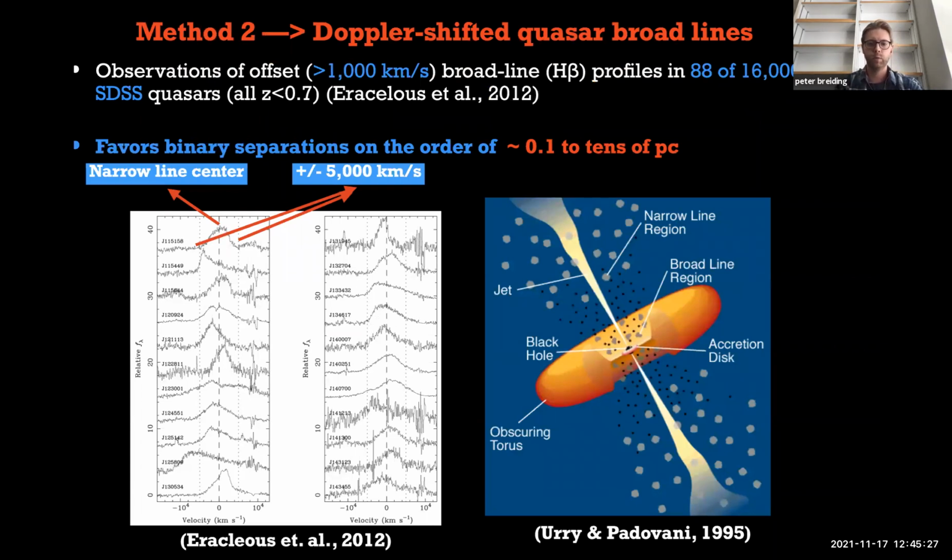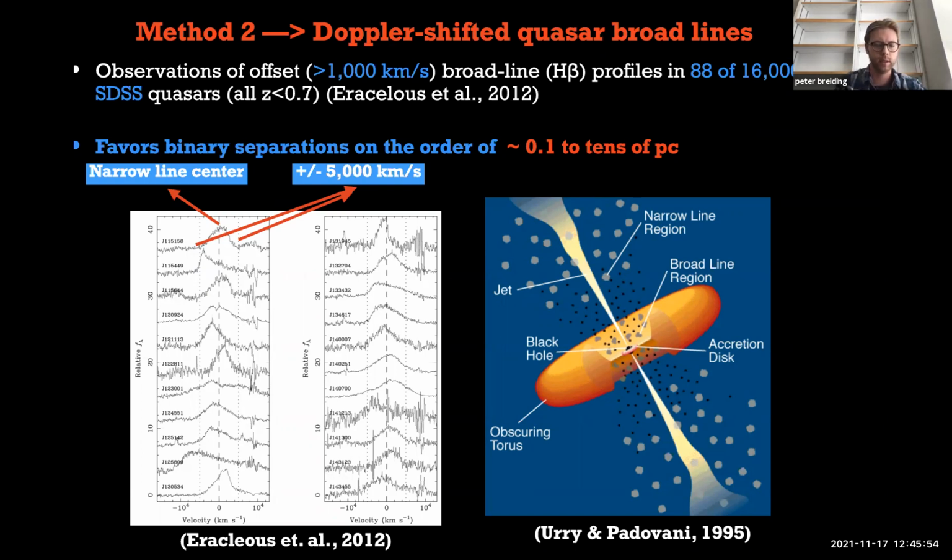So if you have a broadline region, clouds attached to one of the black holes in the binary, you can observe these offset emission lines as the binary executes its orbits around the center of mass. So for this sample, Eracleous et al. 2012, there is the observation of offset broadlines in the H beta profiles of 88 out of 16,000 SDSS quasars, all at redshifts less than 0.7.